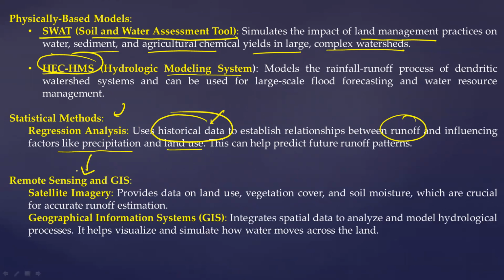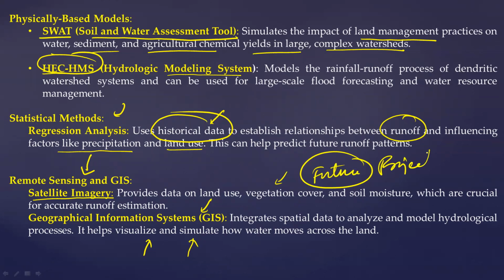Now you have remote sensing and GIS playing a very important role, especially for inaccessible areas. Satellite imagery and geographical information system software are being used, and a lot of analysis is going on. It helps us simulate and visualize how water moves across the land, what its potential is, and also make future projections. Remember, guys, these are very, very important points.